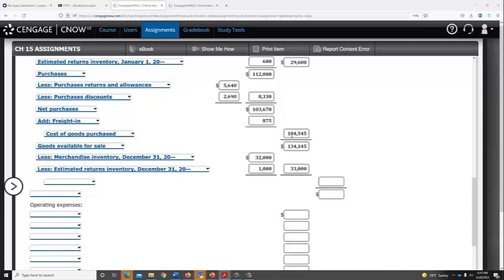Okay, so I had $134,145 available to sell. Everything is gone except for $33,000. So my cost of goods sold is the difference in these two. That will be $101,145. That's the goods I had available for sale less what I now have on hand. So the $101,145 must have been sold.